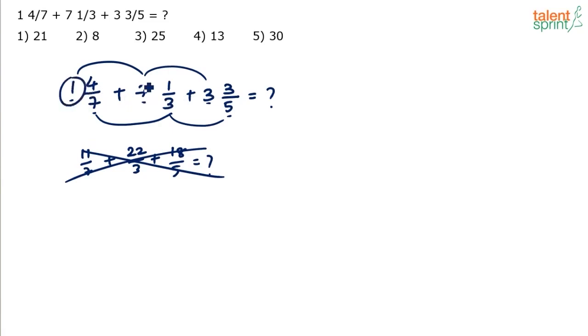So 1 plus 7, 8, 8 plus 3, 11. So 11 is the integer sum. Now what is the fraction sum? See, even if I consider all the fractions here equal to 1, like 4 by 7, 1 by 3 and 3 by 5 are the three fractions. 4 by 7 is one fraction, 1 by 3 is another fraction, and 3 by 5 is the third fraction.